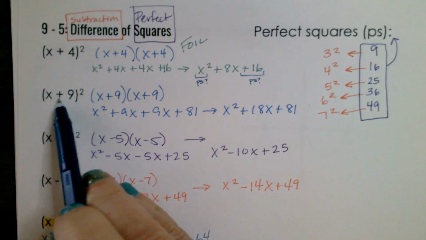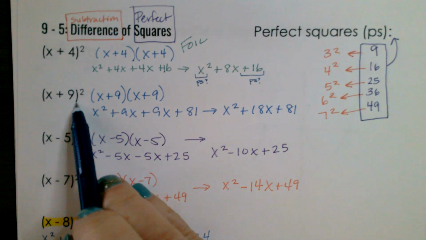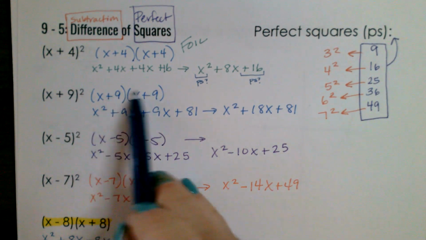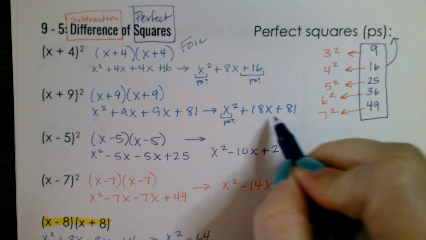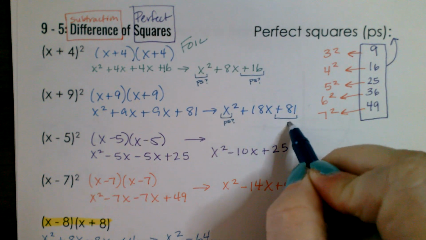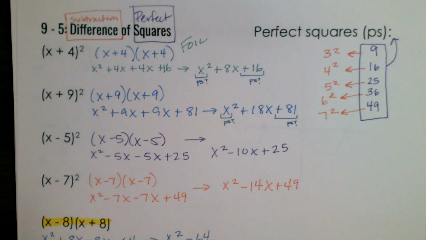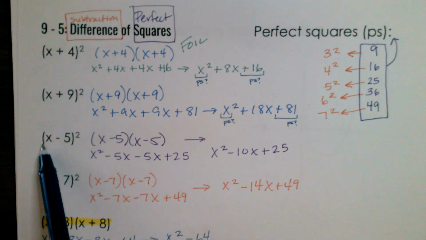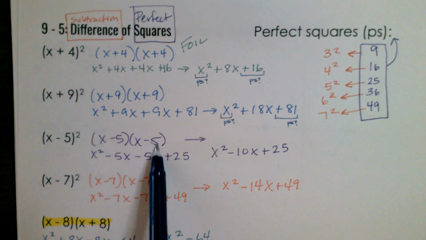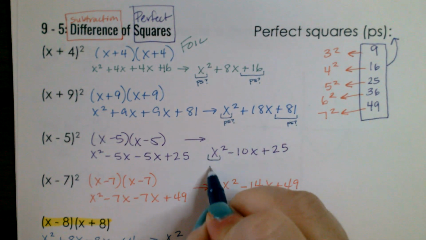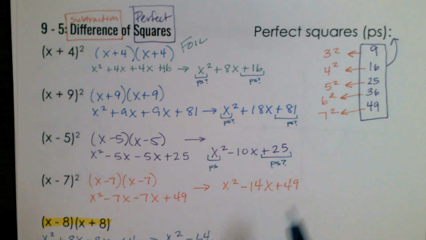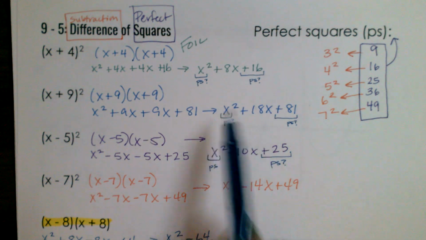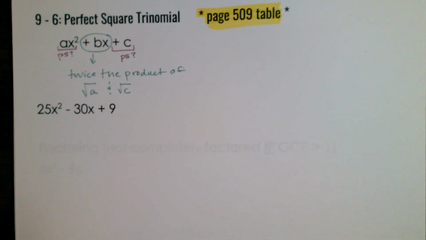Then we did x plus 9 squared. That means we took it times itself. Is this a perfect square? Is this a perfect square? So far, yes. It even worked when we did this with subtraction. x minus 5 squared. Is that a perfect square? Is that a perfect square? So we're going to talk about it, but we're going to come right back to this in a moment.